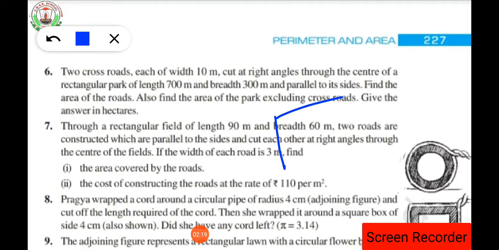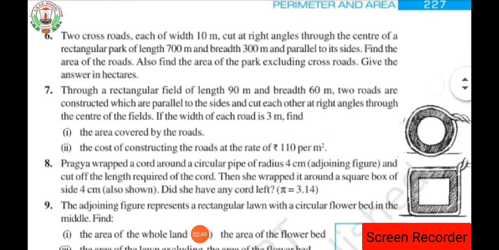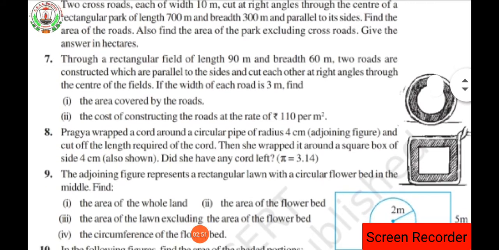So do you understand, students, what we mean by the cross road? Suppose in the 7th question we have a rectangular park or a rectangular field like this. A crossroad means this kind of road is constructed. These are the roads seen in the figure. Here we have to find the area of the road as well as the area of the garden. If it is asked excluding the road, that means we have to do subtraction. If it is said including the road, that means we have to do addition.